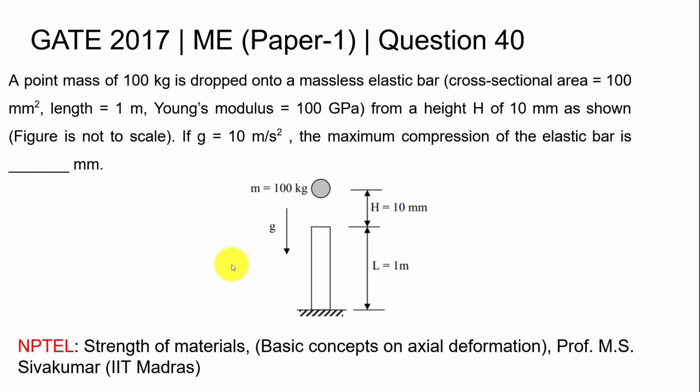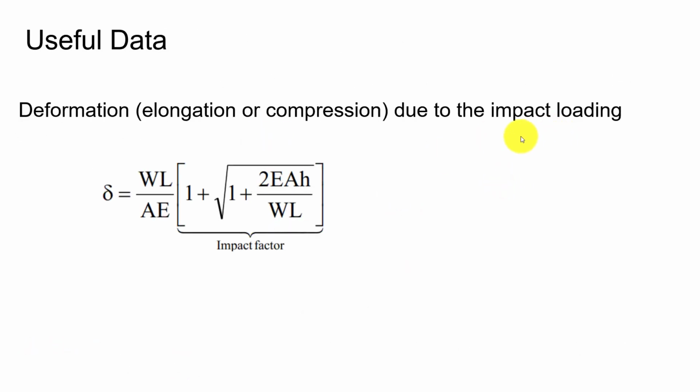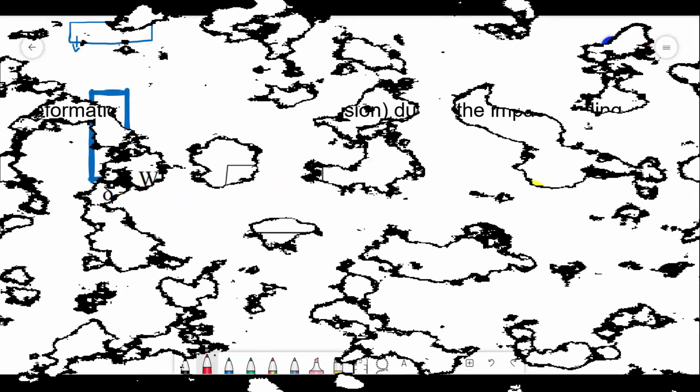Before going into the problem, if you want to know more details about axial deformations, please check out this Strength of Materials NPTEL course by Professor M.R. Shivakumar from IIT Madras. So let's go ahead with the problem. Due to the impact loading, there will be some elongation or compression, which can be expressed in a particular form. Let's see how to obtain this formula first.